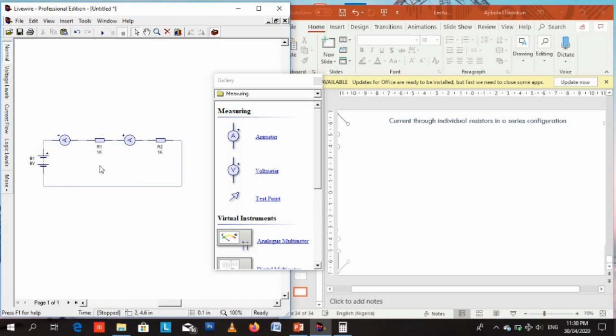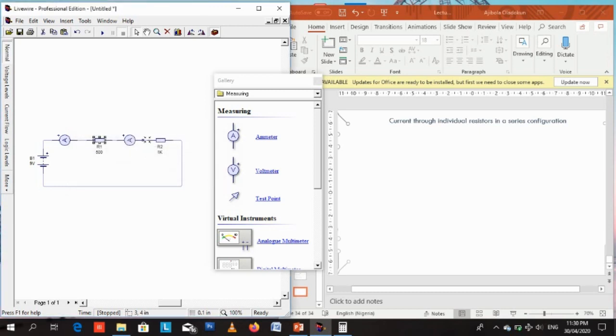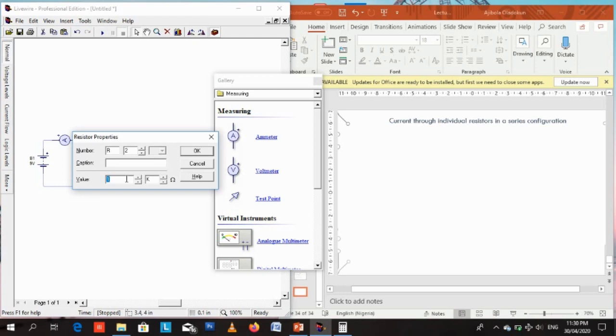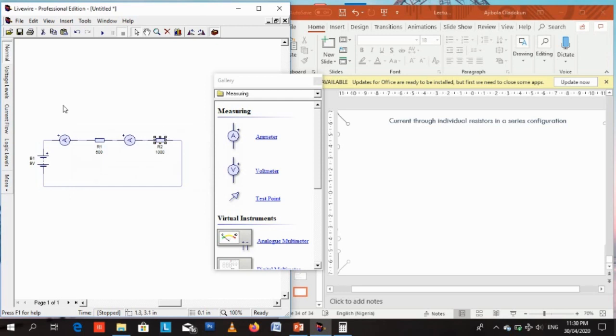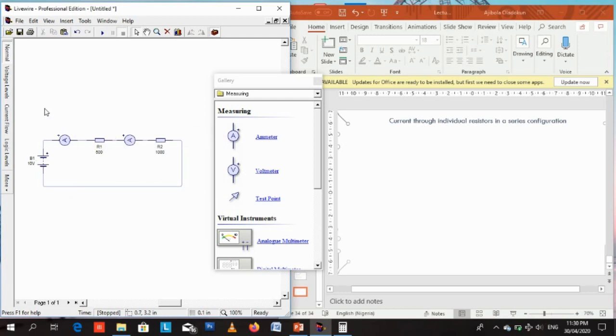So let's see how different the two currents will be, the current through R1 and the current through R2. Double click, let's change the value of R1 to 500 ohms. So R1 is 500 ohms, and let's change R2 to 1000 ohms. So let's see, would they draw two different currents, as in, will the value of the current change? Let's change the voltage to 10 volts. With the value of the current for R1 changing to the value of current for R2, will it change? Let's see.